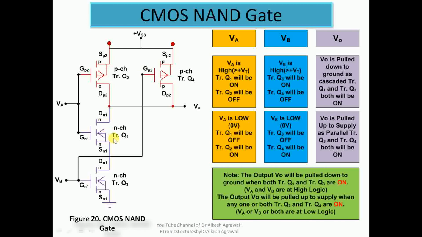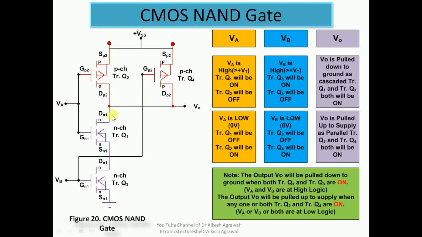When transistor Q1 and Q3 are on, you can see the output is pulled down to ground, because transistors Q1 and Q3 are connected in cascaded form. When both transistors are on, a path will be completed, and V output is pulled down to ground. So the output V0 will be pulled down to ground when both transistors Q1 and Q3 are on, that is, when VA and VB are given a high logic input.